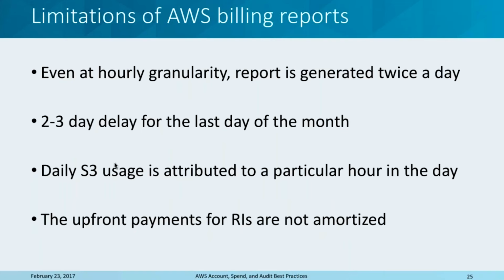Okay, so there are some limitations with AWS billing reports. The first one is that even if you enable hourly granularity, like we mentioned a couple of screens back, the report that you get is only generated twice a day. It doesn't matter that it's hourly granularity, you only get 12-hour windows. So you may have to wait 12 to 14 hours before the report is generated. And for the last day of the month, Amazon takes some extra time to make sure all the resource usages are accounted for before generating a final report. So for the last day of the month, there's typically a 2 to 3 day delay before that report is generated.